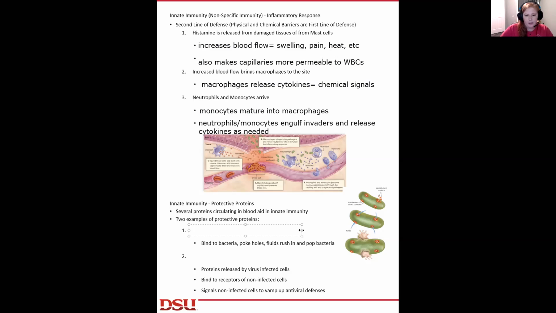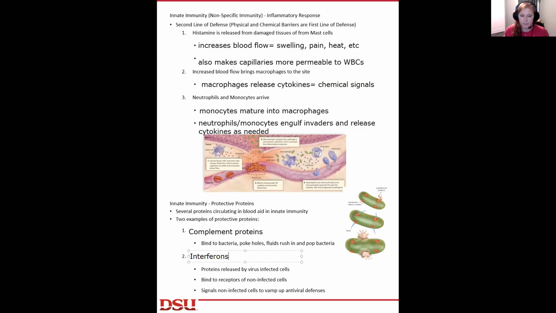We have what I think are really cool, complement proteins. Complement proteins have the job of finding bacteria, poking holes in it, and destroying it. Because when you poke holes in bacteria, all of the fluids that are inside gush out and the bacteria dies. Complement is pretty awesome. Another group of proteins that participate in the innate immune response are interferons.